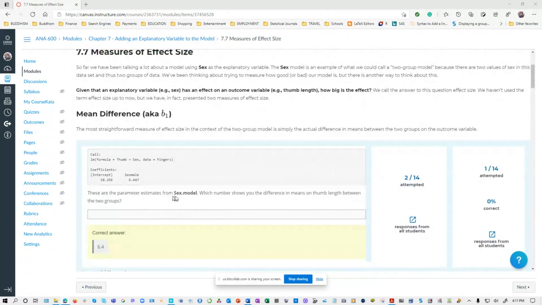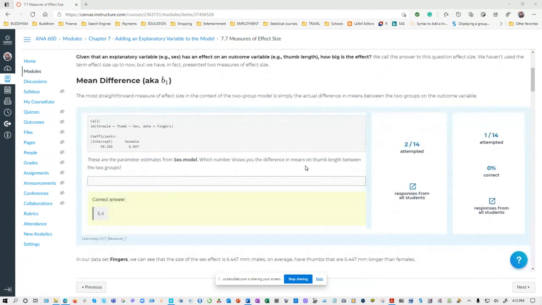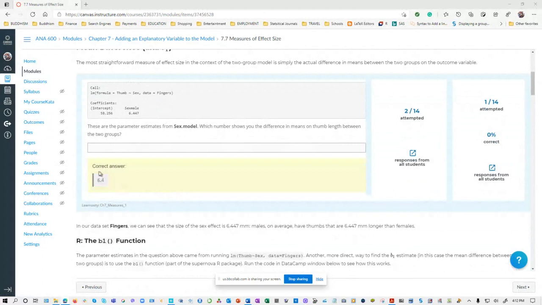These are the parameter estimates for the sex model. Which number shows you the difference in means on thumb lengths between the two groups, or the thumb length means for male and female? This is B1, 6.44. This is B0, the average or mean value of the females. So B1 is the difference in means on thumb lengths between the two groups. So this one is 6.4.